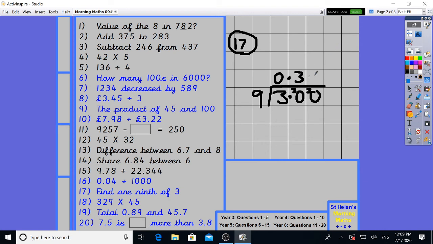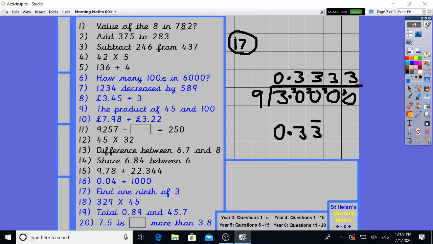How many 9s in 30? 3. Remainder 3. I need another 0. Again, 3. Remainder 3. This is going to go on forever. It's 0.33 recurring, which means 0.33 will just keep going on. 0.33 recurring we could write. That is your answer, 0.33 recurring. It's actually the same as 1/3 if it was a fraction, but it's not in this case, it's a decimal.